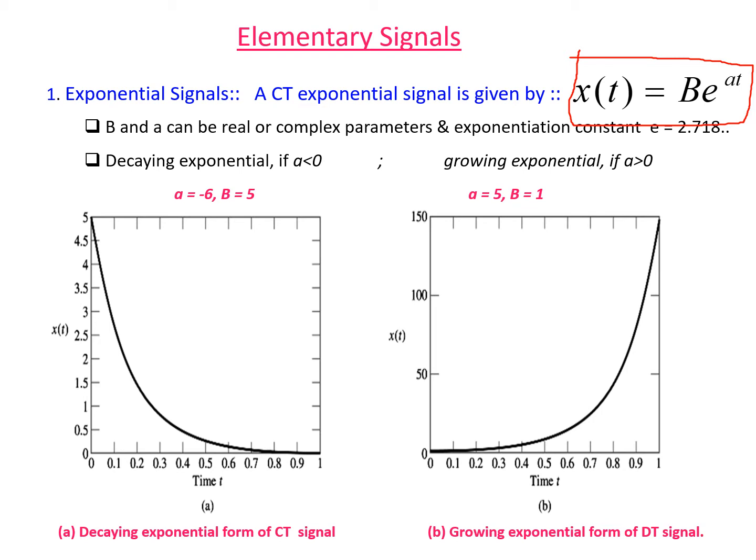See, suppose t is equal to 0, and you take a is equal to 5 and b is equal to 1. So the equation becomes e to the power of 5t, isn't it? Now when you put t is equal to 0, x at 0 is 1 into e to the power of 0, that is 1, isn't it? If you put t is equal to 0, e to the power of 0 will be 1. So whatever the b value, that is the value of x at t is equal to 0. So it should have been 1.